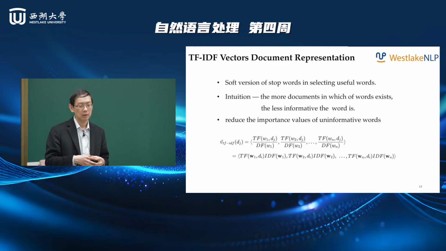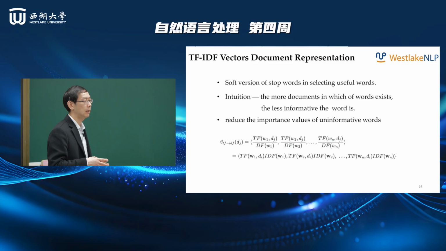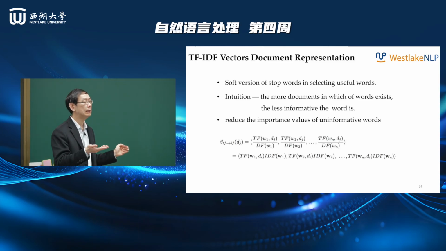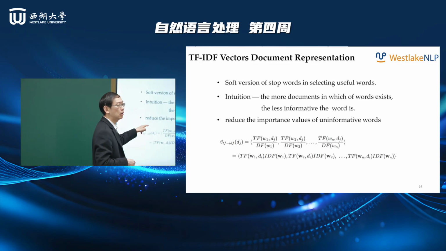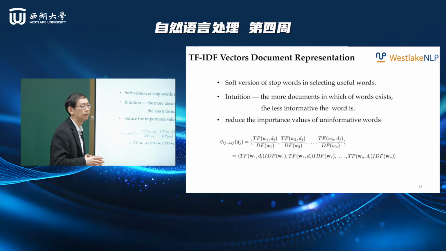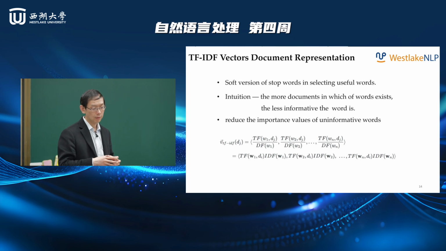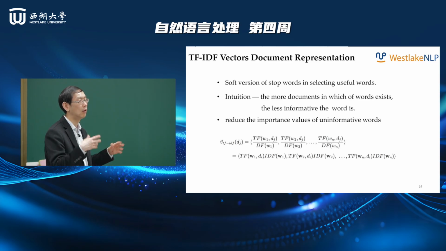So with this idea, they developed a representation of the vocabulary words without hard rules, without deleting words, but using term frequency divided by document frequency to represent every word. The term frequency is basically how frequent a word is in this document, and document frequency is how frequent a word is among all documents.